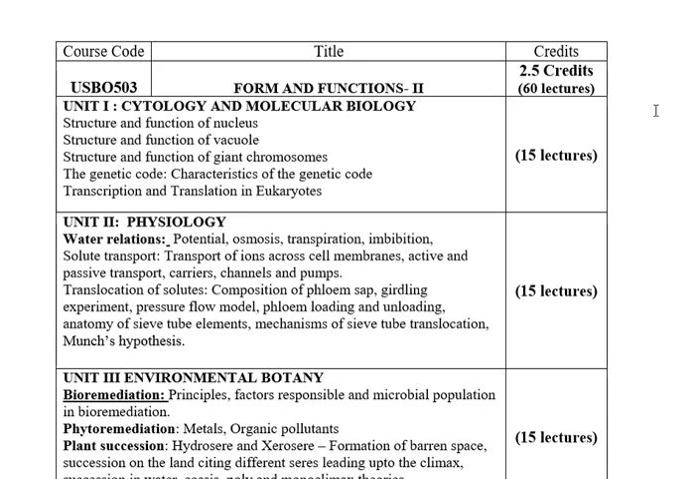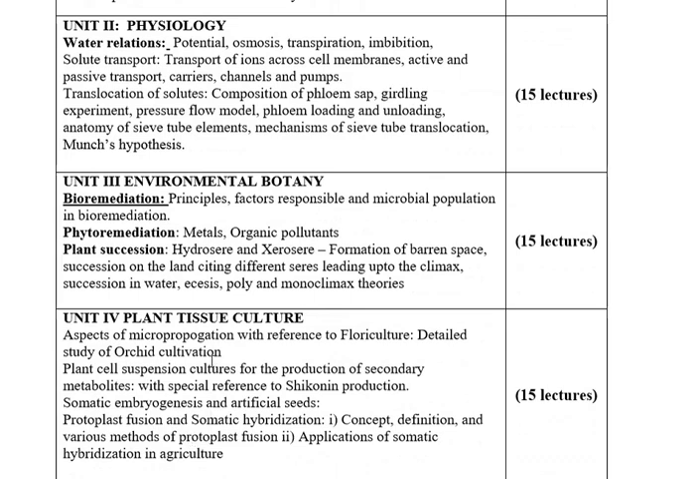Hello students, today we start unit 3, environmental botany. Environmental botany is nothing but the study of plant distributions, their adaptive strategies, the use of resources, and their interrelationships with the environment. All these types of study are included under environmental botany. In the unit environmental botany, there are 3 points.